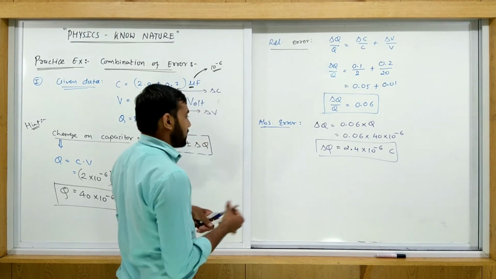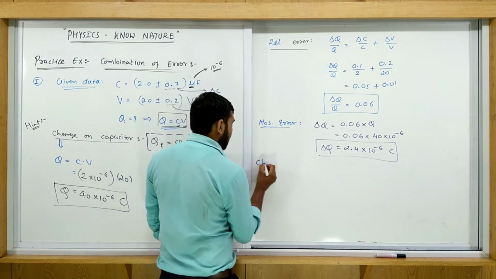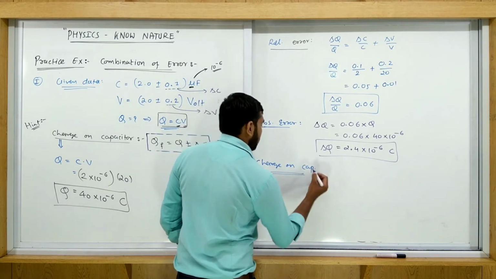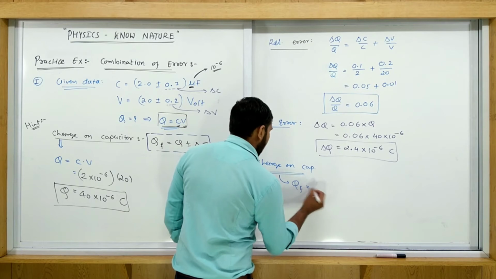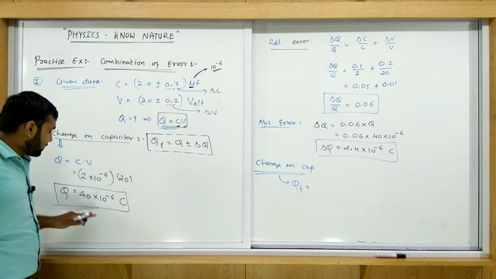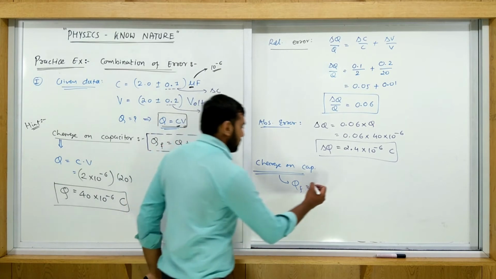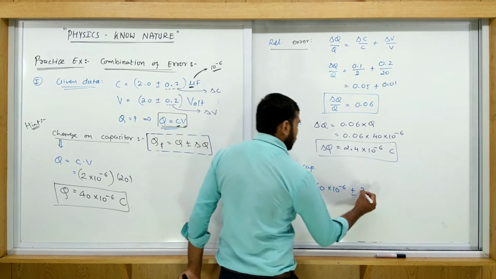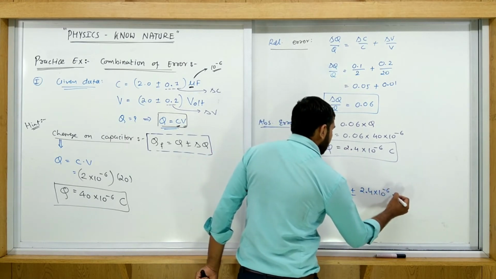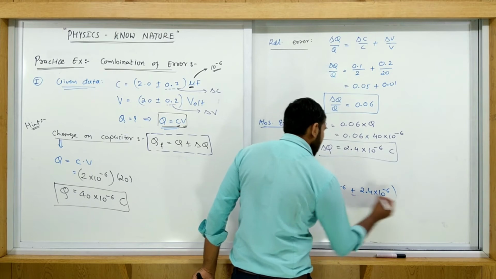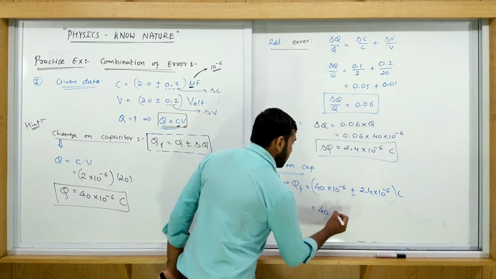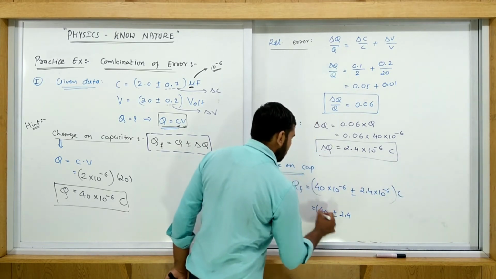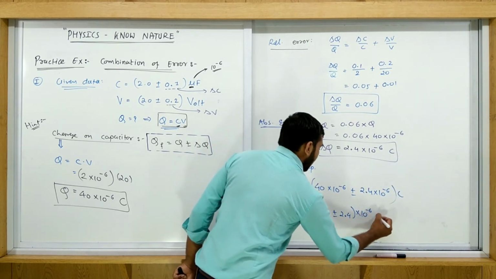So what is the charge on the capacitor? From this relation, Q final is equal to Q plus or minus delta Q. That is 40 into 10 raised to minus 6 plus or minus 2.4 into 10 raised to minus 6. The answer is in coulomb. It means 40 plus or minus 2.4, with 10 raised to minus 6 common, into 10 raised to minus 6 coulomb.